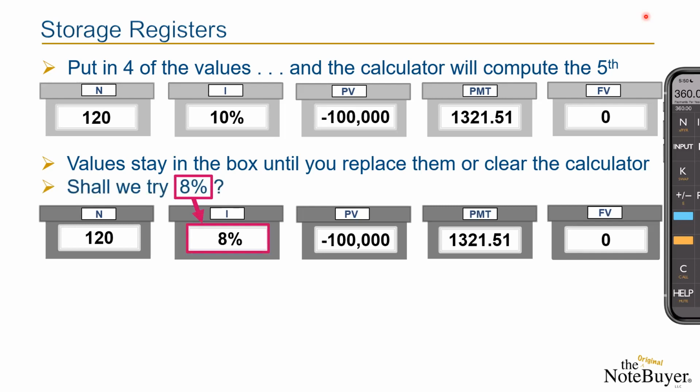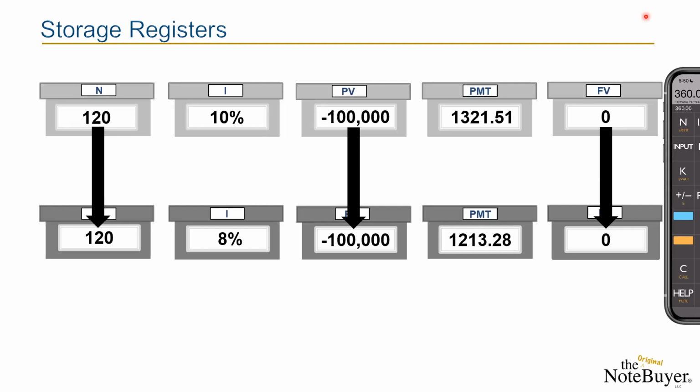But maybe you think, well, I think I want to see if 8%, how would that change the payment? All you do is put 8 into I. Don't change anything else. And now you go over here and you solve for payment. Look how easy that was. So if we only charged them 8%, notice that the payment would be less. And so do you see here that the N and the PV and the FV, they stayed exactly the same because we did not clear the calculator. We did not change what was in those storage registers.